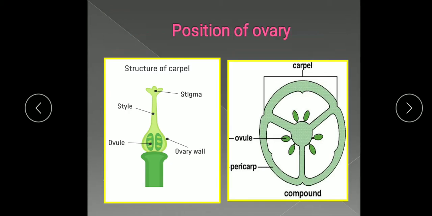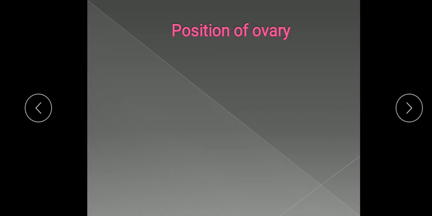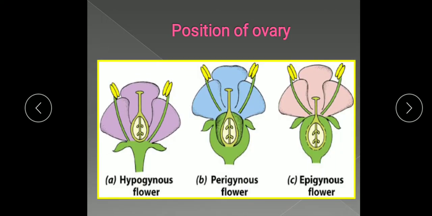Now we will study the cohesion and the position of the ovary. So when we study the position of the ovary in the flower, there are three conditions in the flower on the basis of the position of the ovary. Here we will see the first condition.